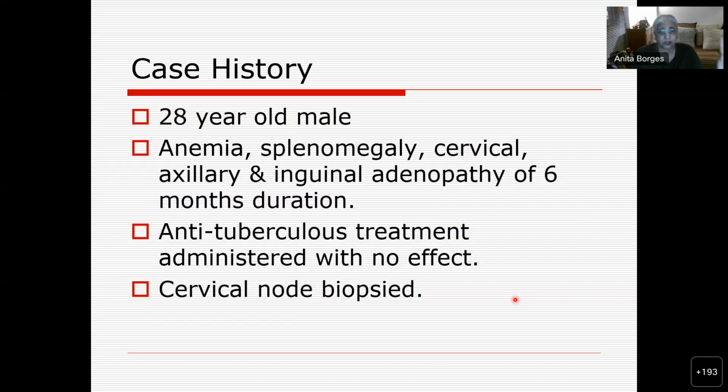As usual, the GP put him on anti-tuberculous treatment and it had no effect. Then somebody decided to biopsy his cervical lymph node. Now this is a reasonable thing to do, meaning if something does not subside on its own in 6 or 8 weeks, then biopsy the lymph node. Like that patient with infectious mononucleosis, I think if he wasn't getting married, he would probably not have been biopsied and that whole reaction would have disappeared.